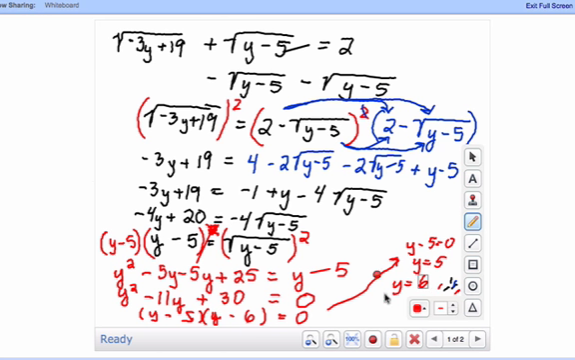Okay, so here we have two solutions, and you can check them. So if you plug in negative 3 times 5 plus 19, you square root that value. You add that to the square root of 5 minus 5. Does that equal 2? Okay, I'm going to leave you to that, to check that on your own.